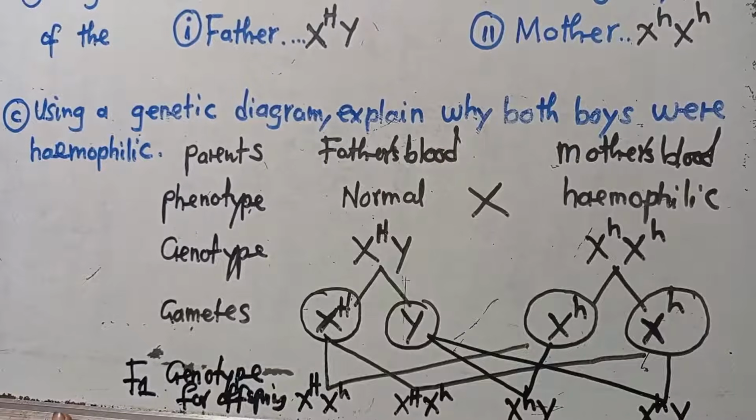So this is the reason why the mother had two sons that were both hemophilic. It is because of this. I guess you've understood this. This is what you are supposed to know and what you need to understand. You explain using a genetic diagram, just like this.